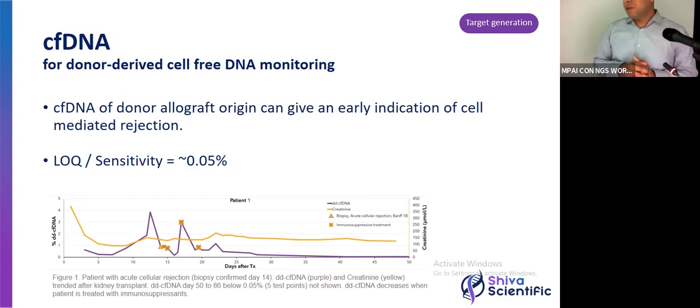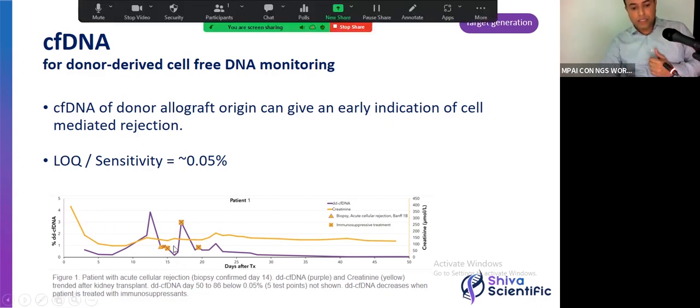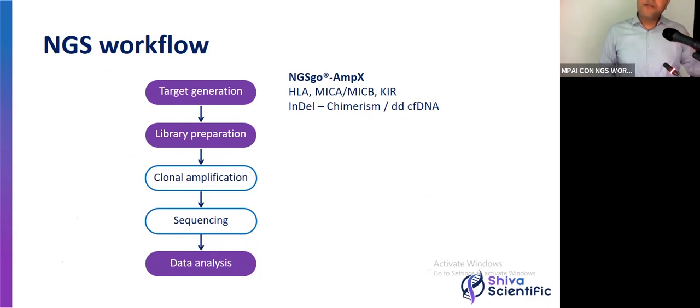Here the limit of quantification is up to 0.05. Imagine if there's a change of 0.05%, you can still intervene and do some immunosuppression, and you can see that in this graph. After several time points of immunosuppression, the donor cell-free DNA has depleted and the creatinine levels are more or less stabilized. So these are the major applications of an NGS tool which can be used in a transplant diagnostic lab, but only for target generation.